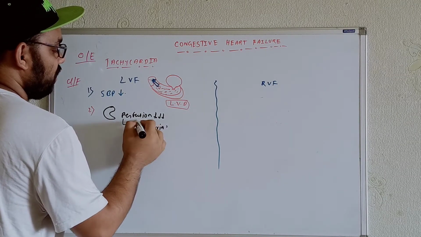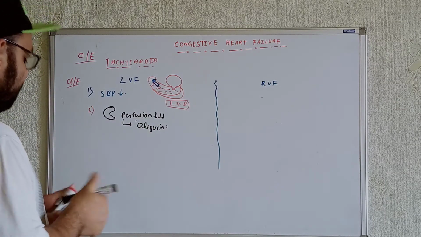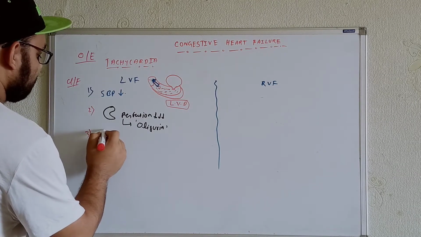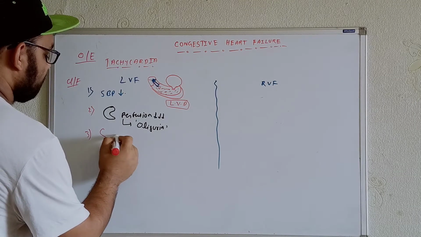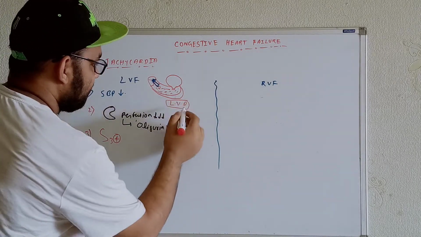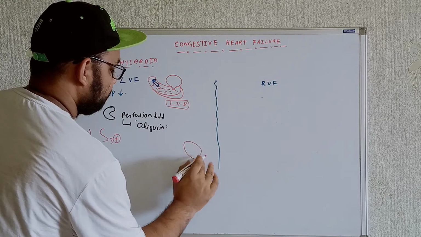You get oliguria. Okay. Now the third thing, whatever the problem we will get over here, just try to understand from here that we will get a third heart sound. I mean, in terms of H3, that will be positive. Try to understand why. See, let's draw once more to make it more clear.